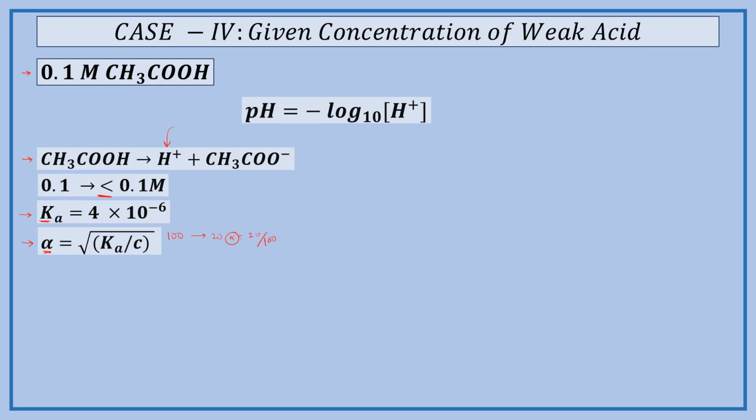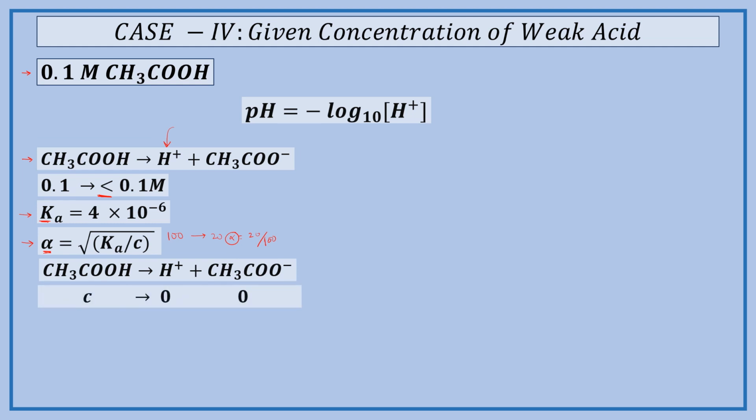So now let us go through a general approach to relate alpha with the concentration of H plus and apply the same to calculate the answer to this question. Let's say the initial concentration of acetic acid is C. The initial concentration of H plus or acetate ion will be 0.